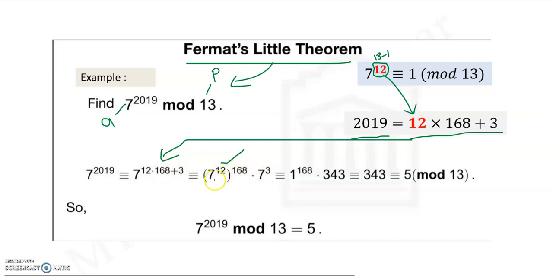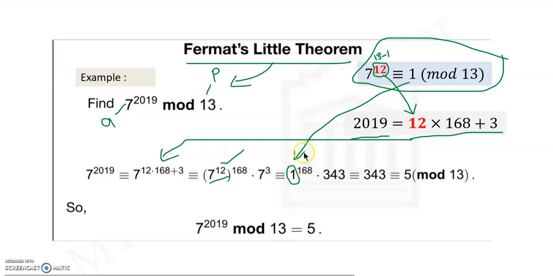Now, what is 7 to the power 12 modulo 13? See here, 7 to the power 12 is congruent to 1 modulo 13 by Fermat's little theorem. So for 7 to the power 12, I can put 1 by using this result. Now 1 to the power anything is 1, and 1 to the power 168 is definitely 1. So that's why this value is 1.